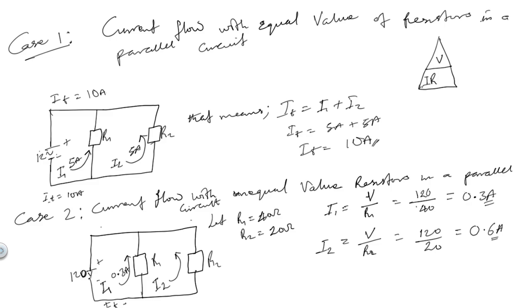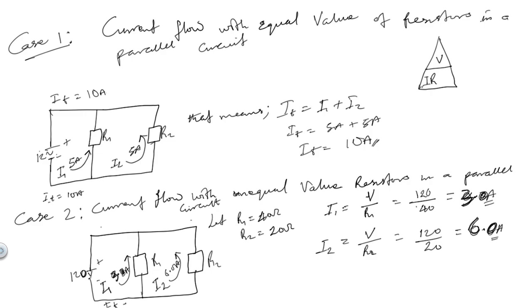Sorry, there's a big mistake here. It's supposed to be 3.0, not 0.3. And the same way, this would be 6.0 amps. So you can see this is 3.0 amps flowing here, and here would be 6.0 amps flowing. As you can see here, much more current flows through R2 compared to R1, as we have stated earlier.